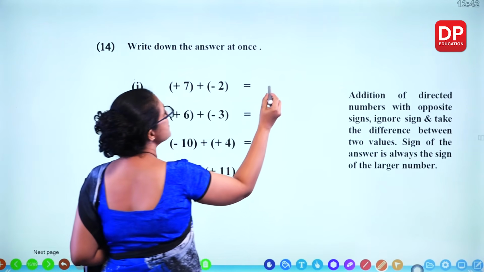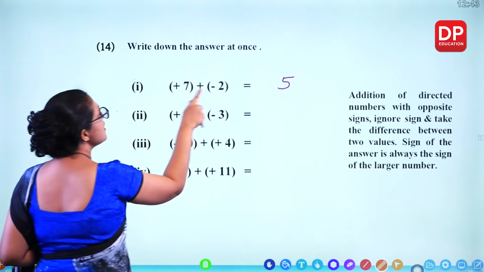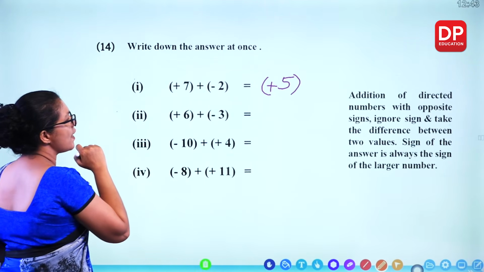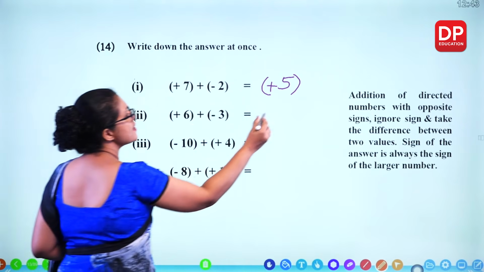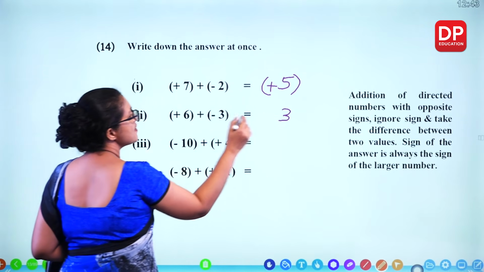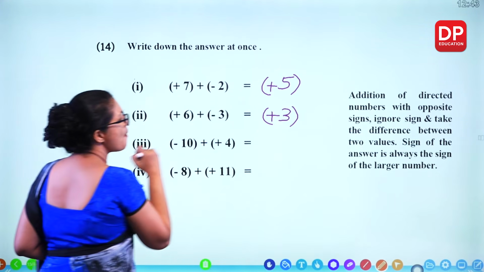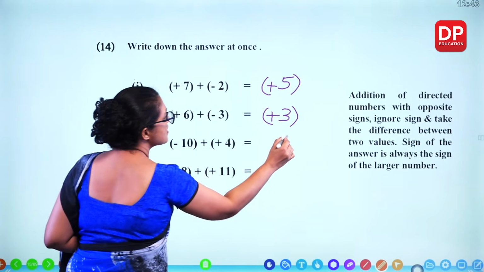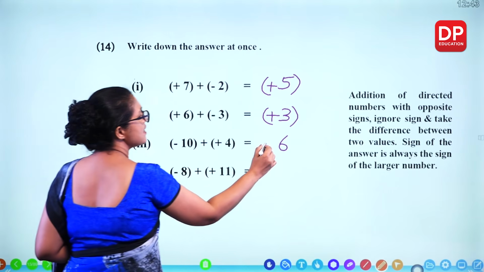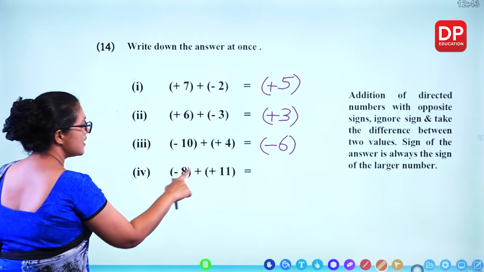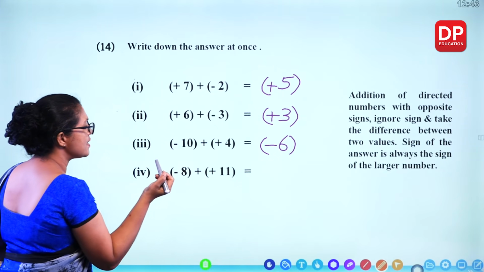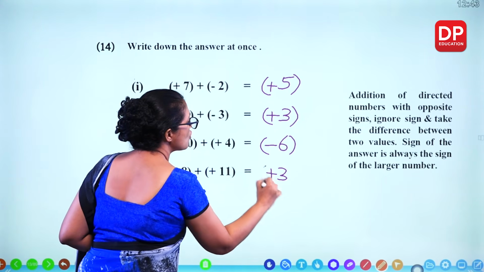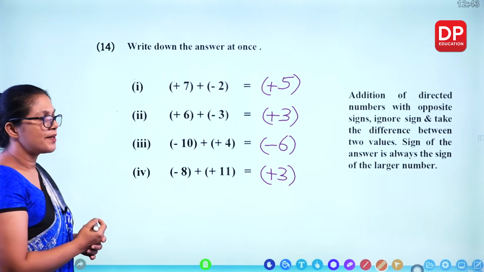7 and 2 difference is 5. And which one is the bigger? Plus 7. So the answer is plus 5. 6 and 3 difference is 3. Positive 6 is the bigger one. It's plus 3. 10 and 4, what's the difference? 6. But larger number is negative. So negative 6. Here 11 and 8, what's the difference? 3. Larger number is positive. So you put positive 3.